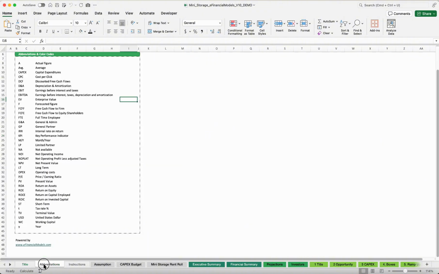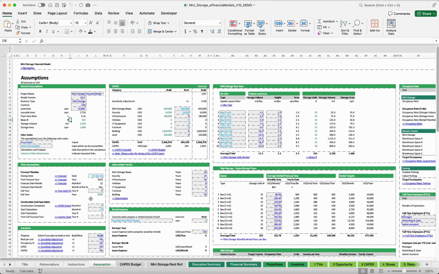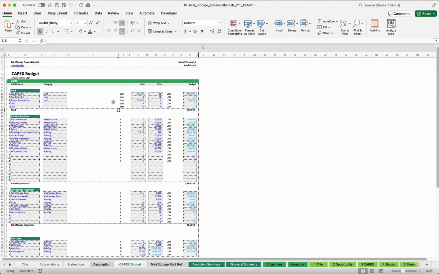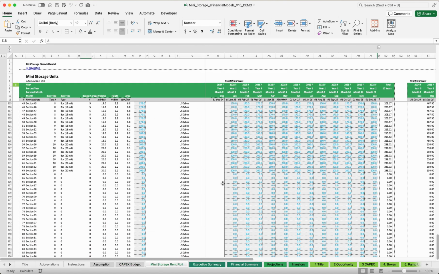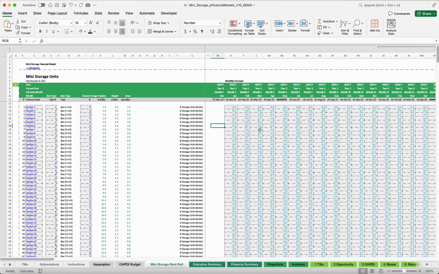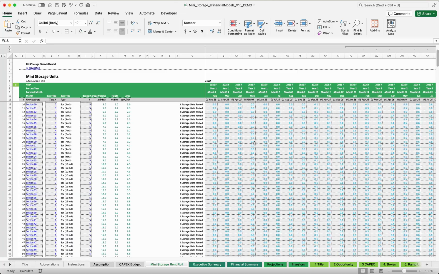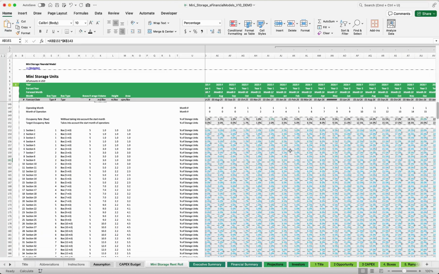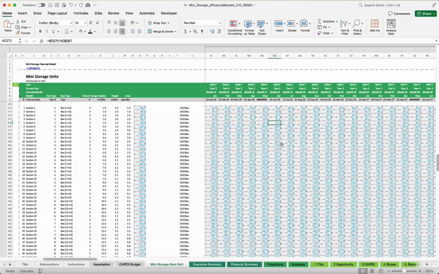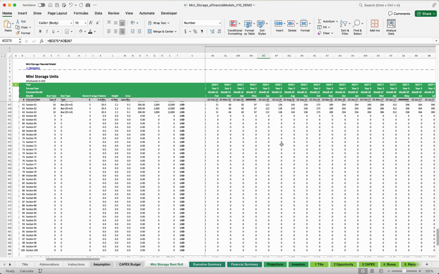Let me first explain the structure of this template. As you can see, we have different worksheets. Important is a central assumption sheet, but we also have assumptions for the investment budget to build the mini storage site, then also a sheet with more details on how to model the expected ramp up of the storage boxes, and we take into account which boxes will be rented at which point in time, the expected occupancy rates, expected lease rates, and then this all leads into the projected rent roll for renting the mini storage boxes.